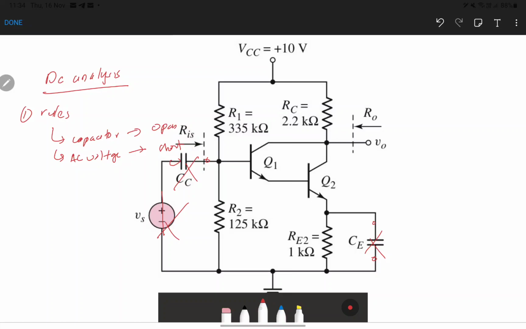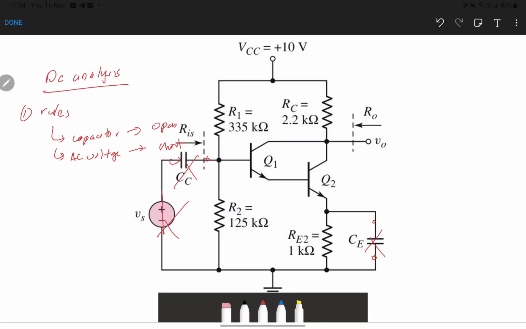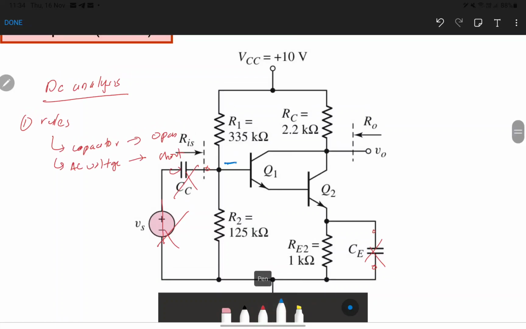Now we need to identify the voltage inserted into the base, which we call VBB or VTH. And then we need to find the resistance entering the base, so we need to find RTH or RBB. Okay, let's find it.